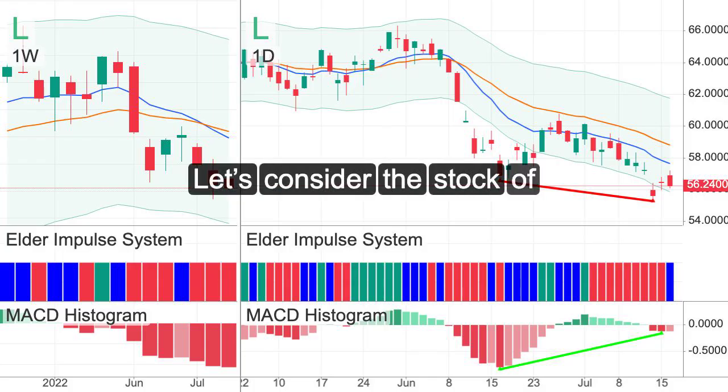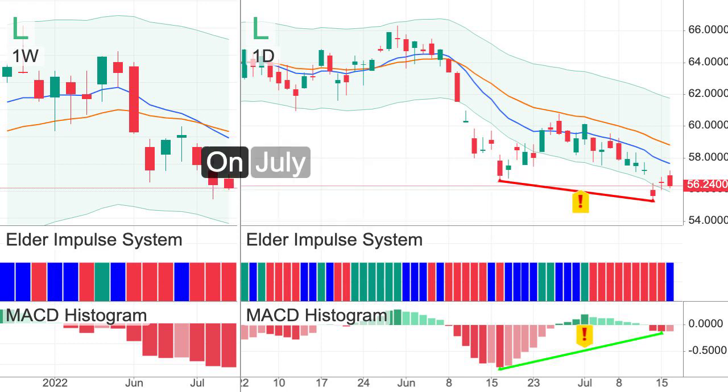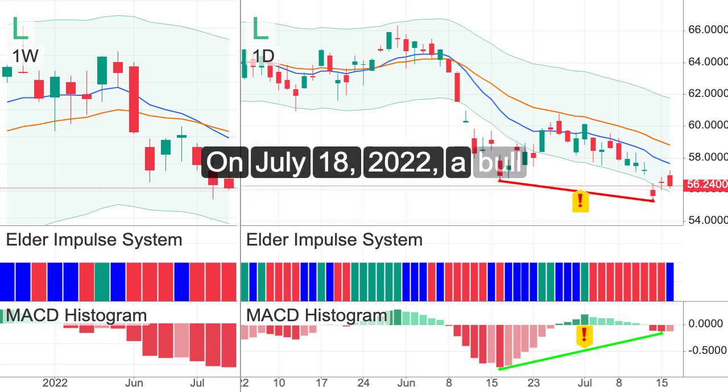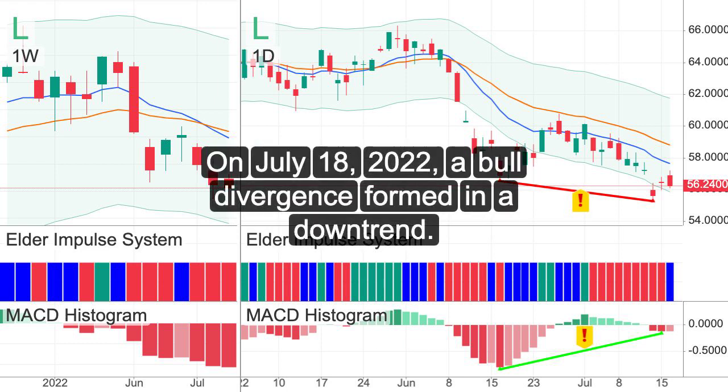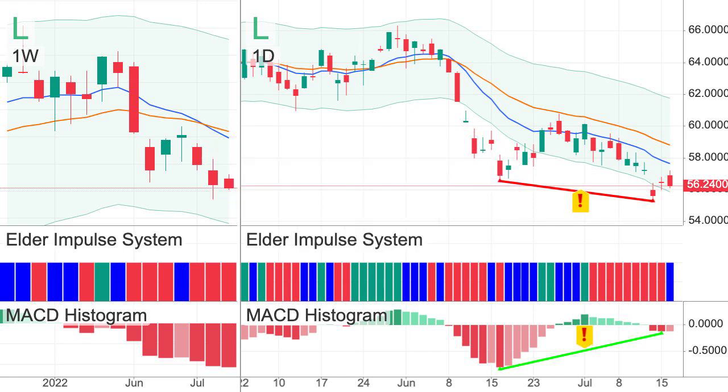Let's consider the stock of Lowe's Corporation. On July 18, 2022, a bull divergence formed in a downtrend. This is a strong buy signal. There is a first light bar on the histogram. Are you ready to submit a buy order?